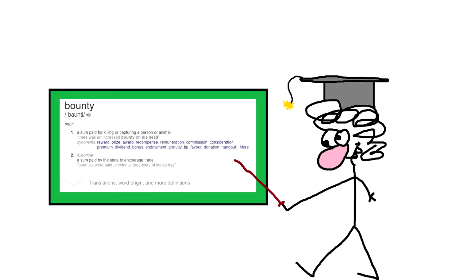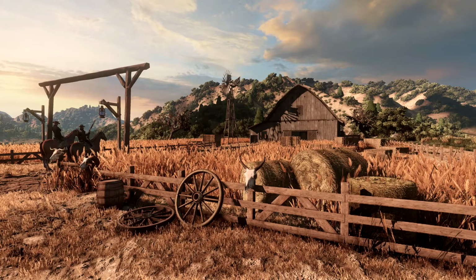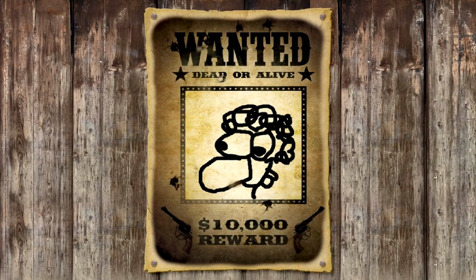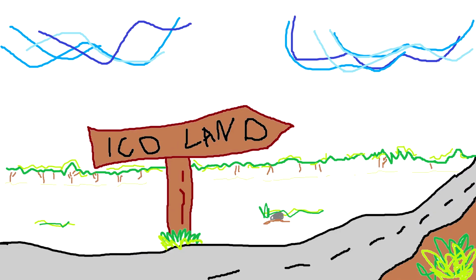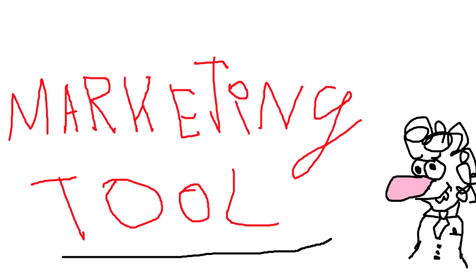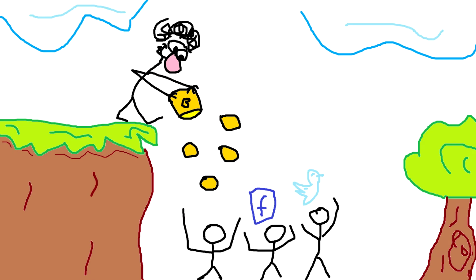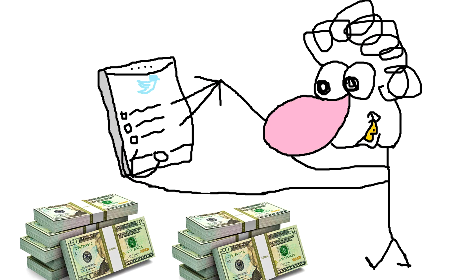Now, the definition of a bounty is the sum paid for capturing or killing a person or animal. Popular back in the Wild West, bounties were put on notorious criminal heads, and whoever captured or killed them got a reward. Now, in the land of ICOs, a bounty program is a marketing tool. The company running the ICO issues a reward, usually paid in their tokens, to people who help spread the word about the ICO. Putting it as simply as possible, you get paid for spamming the company's name on social media.